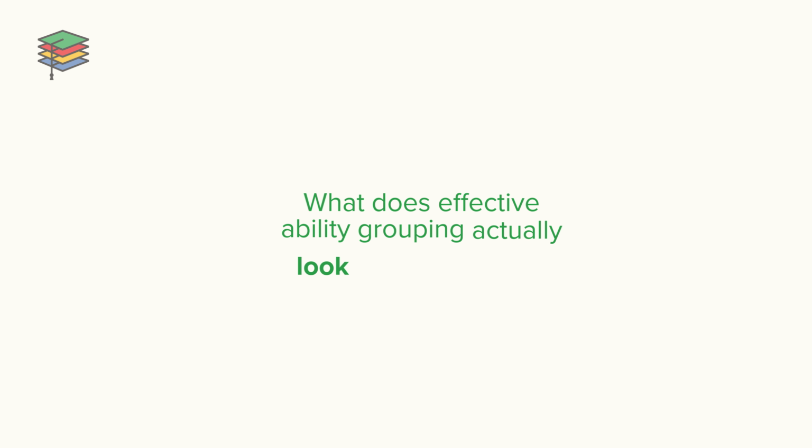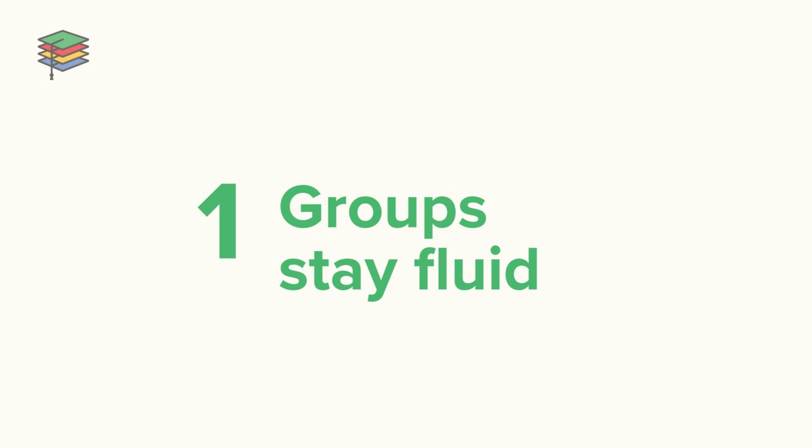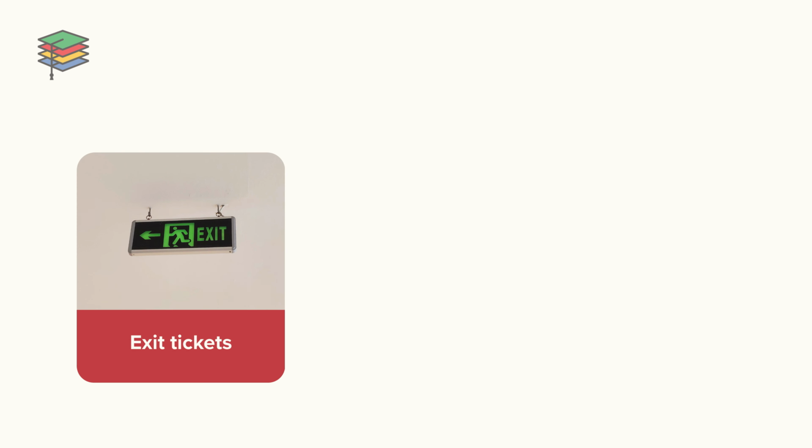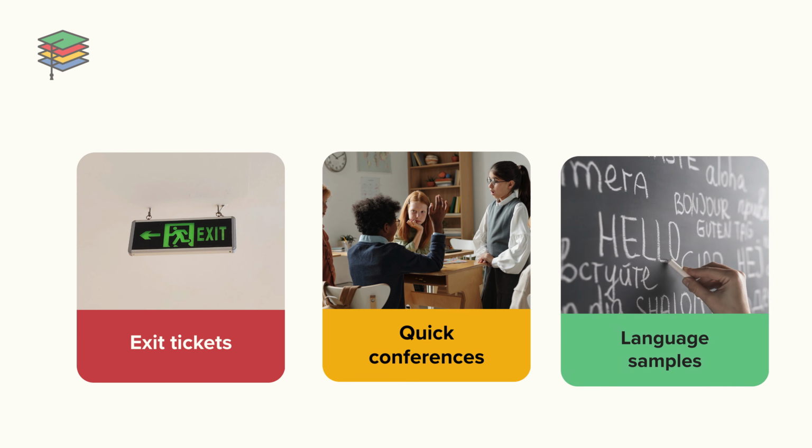So what does effective ability grouping actually look like in practice? There are 4 essential factors that come into play. First, groups stay fluid. Teachers reassess often and expect movement between groups. Students understand that where they are today isn't where they'll always be. As you plan, consider the checkpoints you'll use this week to decide who needs more support and who's ready for a stretch task. Some options include exit tickets, quick conferences, and language samples.